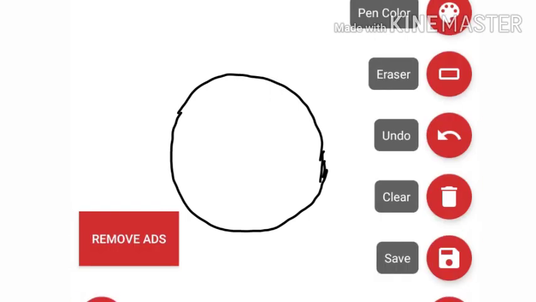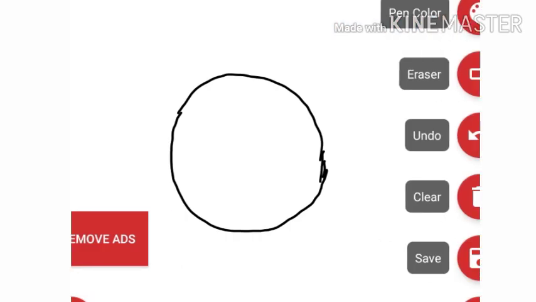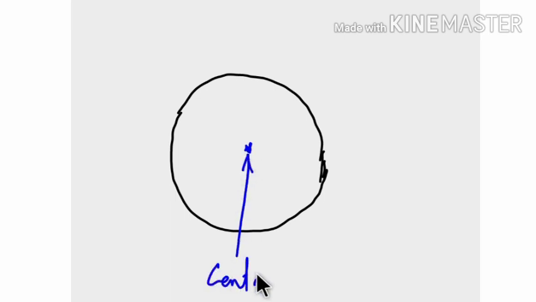So this is a circle, and this is the middle point of the circle. This middle point is called the center. The middle point of the circle is called the center. If we name this center as O, we can write center. What is the center of the circle?